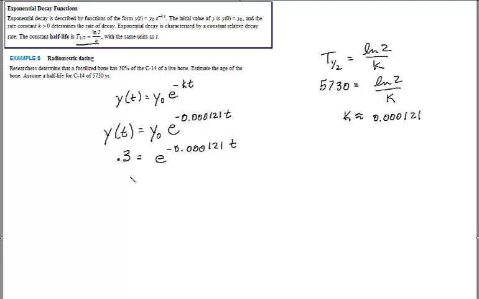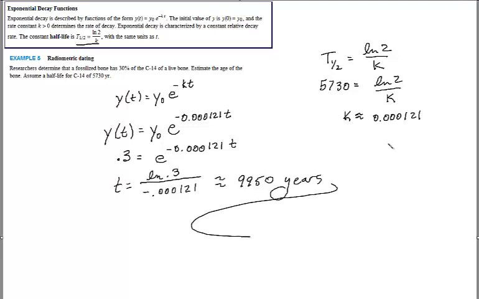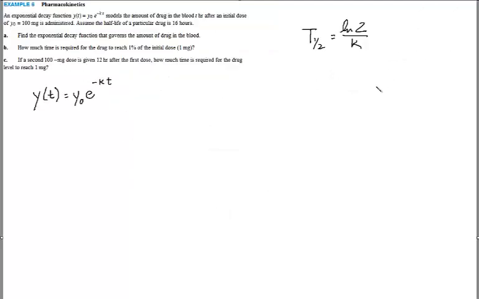Now I'm going to take the natural log of both sides and find that t value. When I crunch that in my calculator, I get 9,950 years old bone. On to the last one. One more problem related to decay.